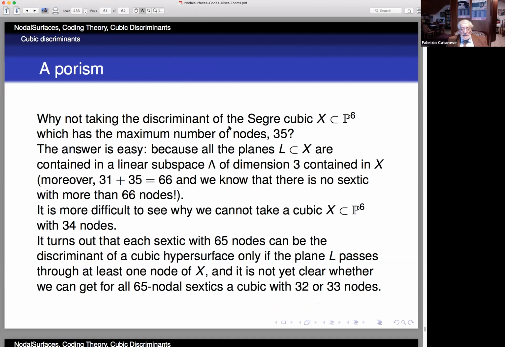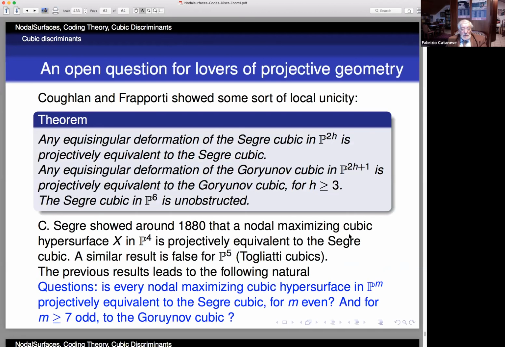What is interesting is that we cannot take the discriminant of the Segre cubic in P6, which has the maximum number, 35, of nodes. And this happens because all the planes contained in X are contained in a linear subspace of dimension 3 contained in X. And moreover, it's quite difficult to see, but we cannot take a cubic with 34 nodes. And each sextic with 65 nodes can be a discriminant of a cubic hypersurface only if the plane passes through one node. So there are several possibilities, and the situation is not completely clear always.